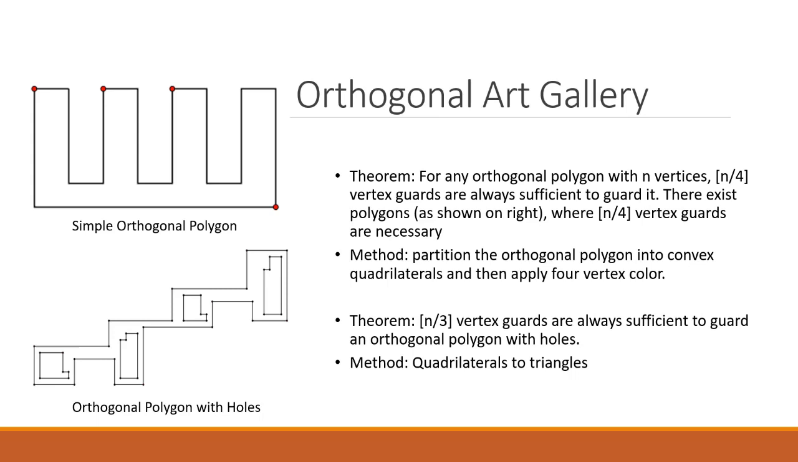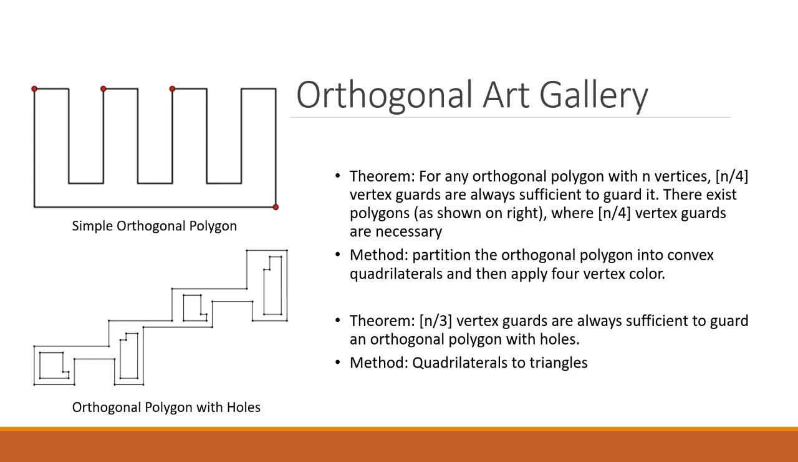Orthogonal art gallery. The orthogonal art gallery is a variant of the normal art gallery in which all the polygons are orthogonal in nature. In 1983, Kahn, Klawe and Kleitman gave a theorem that for an orthogonal polygon with n vertices, n/4 vertex guards are always sufficient to guard it, and there exist polygons where n/4 vertex guards are necessary. The method they used was partitioning the orthogonal polygon into convex quadrilaterals and then applying a 4-vertex coloring method like the 3-vertex coloring method.